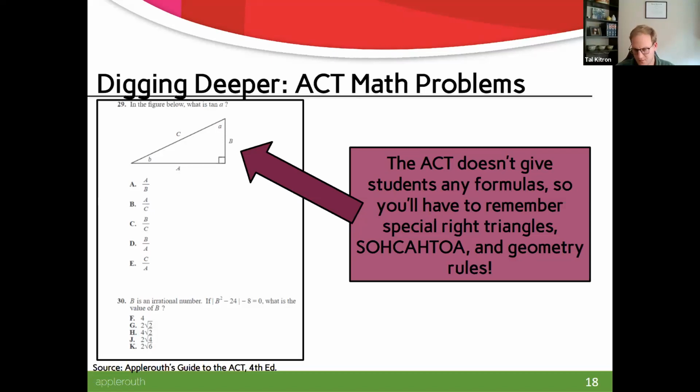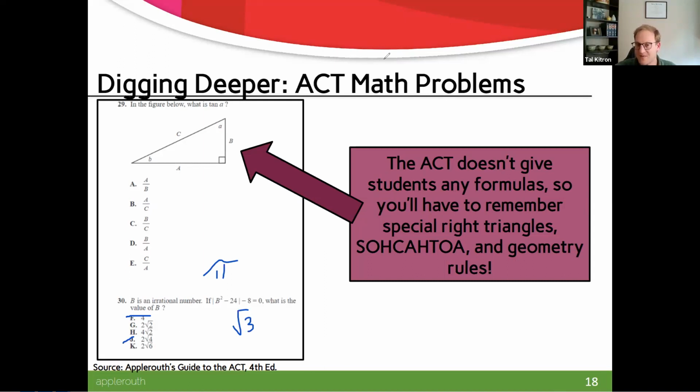And then for 30, we've got some vocab there. So what is an irrational number? Well, rational means it could be formed as an integer over an integer. So a whole number over another whole number. Irrational is stuff like pi or root 3, imperfect squares. For this question, we could immediately cross out F and J because 4 is rational. And then 2 root 4 is just the same as 2 times 2.